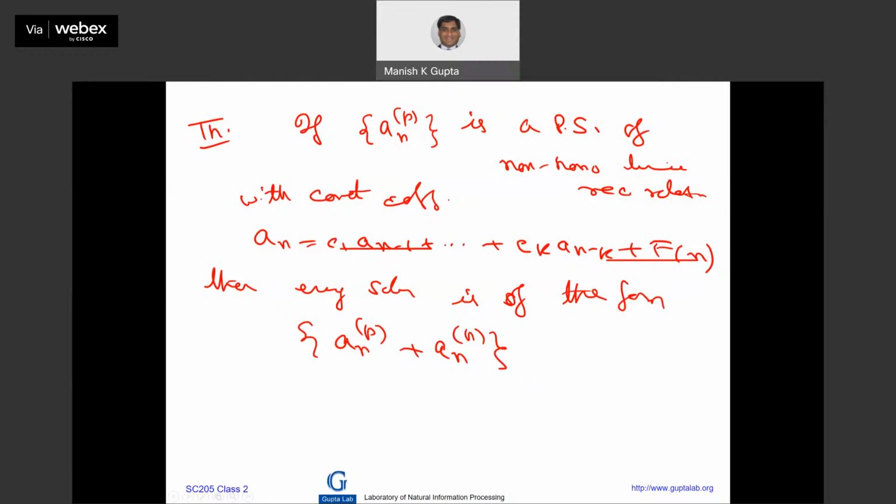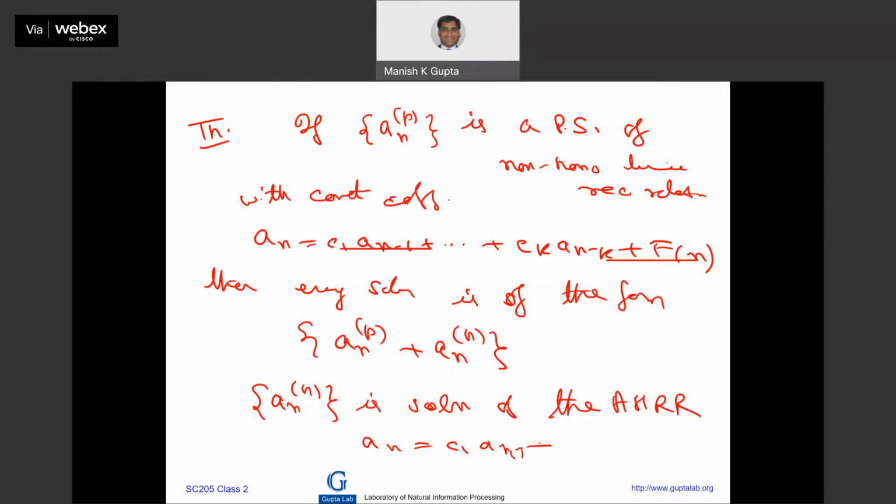the sum of these two things, where a_n^(h) is the solution of the associated homogeneous recurrence relation a_n = c1 a_{n-1} + ... + ck a_{n-k}. Okay. So this is the general result, which works exactly in a similar manner.